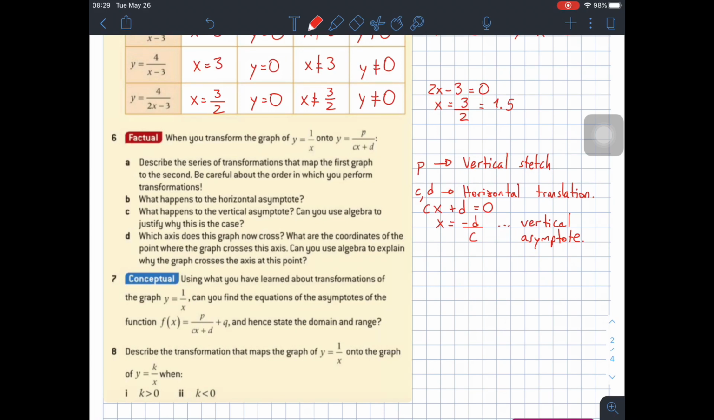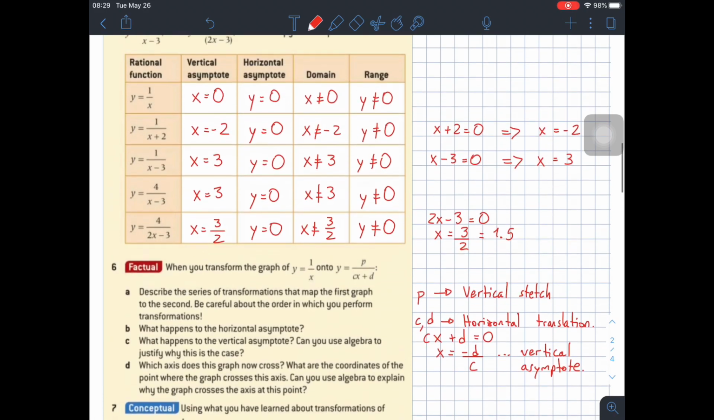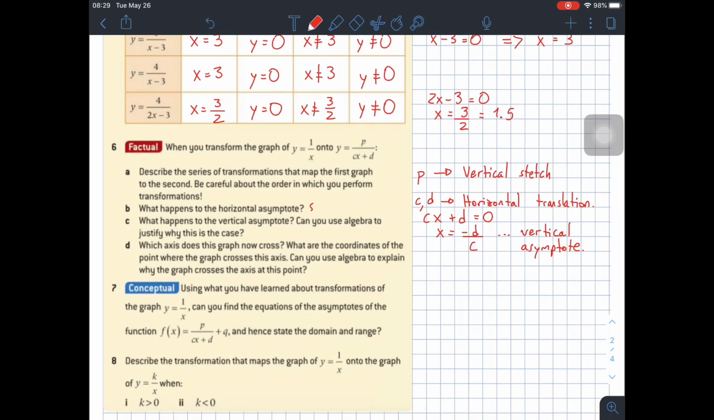What happens to the horizontal asymptote? In this case, it remains the same, right? The horizontal asymptote is not changing. It stays the same because we're not having any vertical shift. Then what happens to the vertical asymptote? Can you use algebra to justify this in this case? Yes, this is exactly the algebra that we did. So in this case, it is changing. And the value is found by setting the denominator to 0, right? Which is exactly what we did right here.